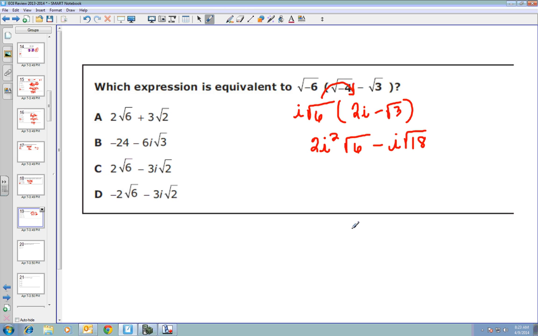Can everyone listen? So it's not going to work, probably. What is I squared? Negative 1. So this is a negative 2 square root of 6 minus, okay, 18. 18 is 9 times 2. So what number can I bring out? So this is 3I square root of 2. So negative 2 square root of 6 minus 3I square root of 2. So my answer is D.